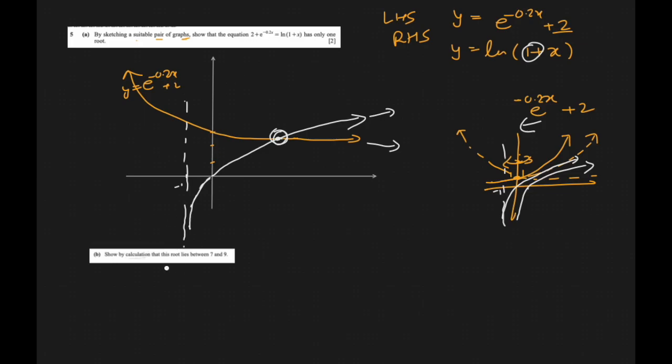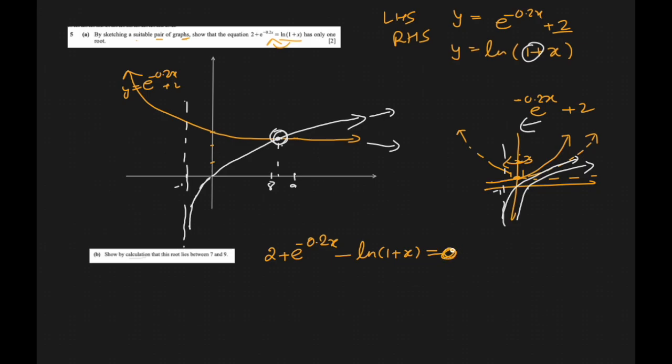That was by graph, this was by calculation, that this answer is between 8 and 9. Somewhere in between, you have this answer. And how do we do that? For that, we simply collect all the terms to one side first. So 2 plus e to the power minus 0.2x, minus natural log of 1 plus x, equal to 0. The one which was on the right side also goes to the left side, and we are left with 0.